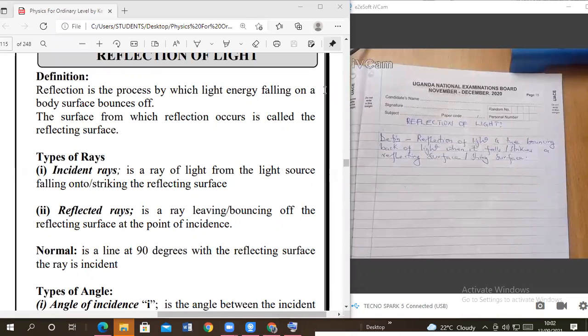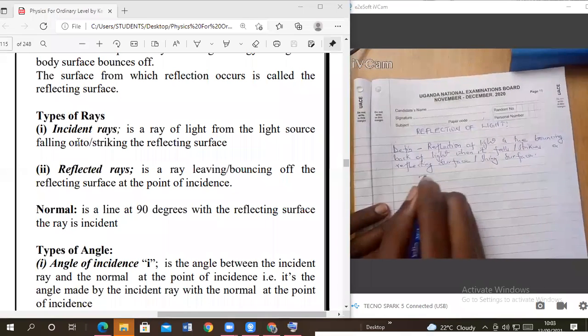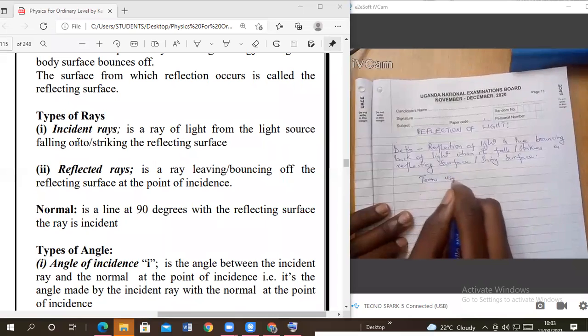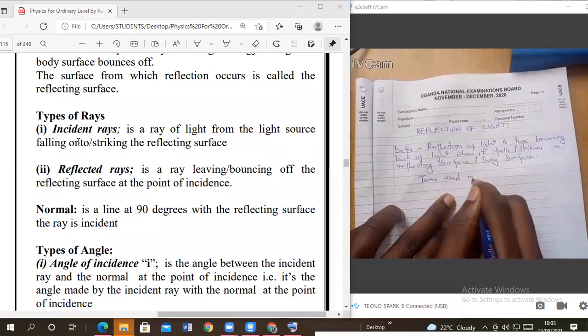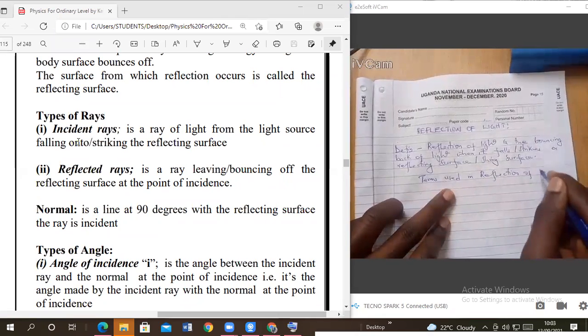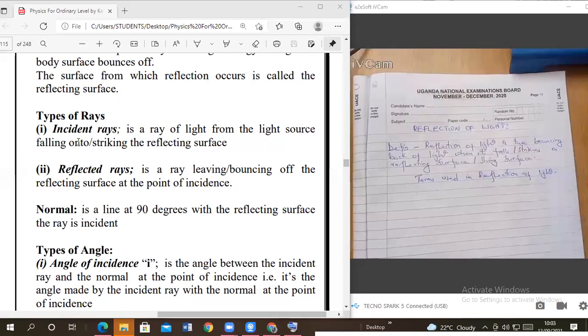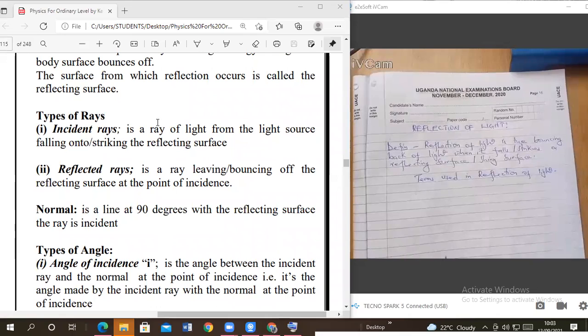So reflection. Members, we have two types of reflection. Before we look at the types of reflection, let's look at some of the terms. Terms used in reflection of light.